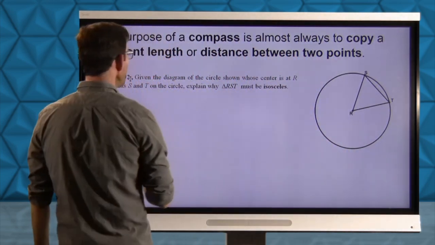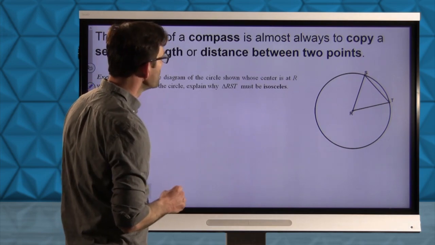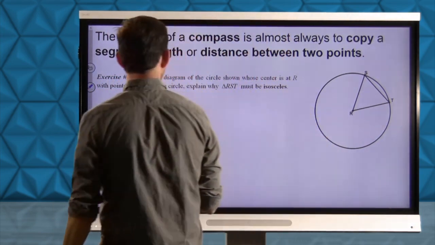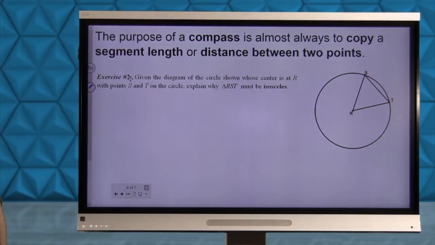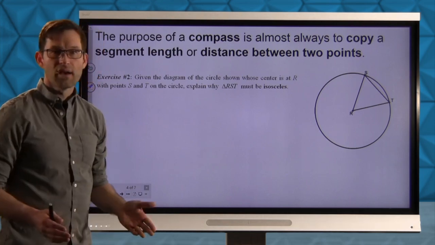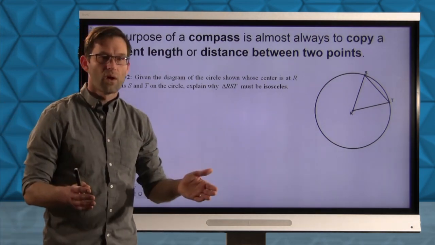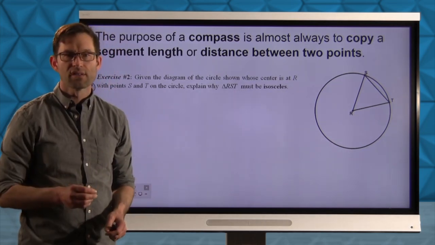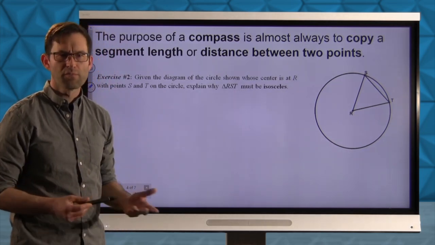Given the diagram of the circle shown, whose center is at R, with points S and T on the circle, explain why RST has to be isosceles. So why does RST have to be isosceles? See if you can give an explanation for this. Pause the video now.